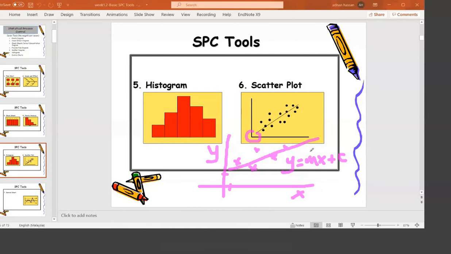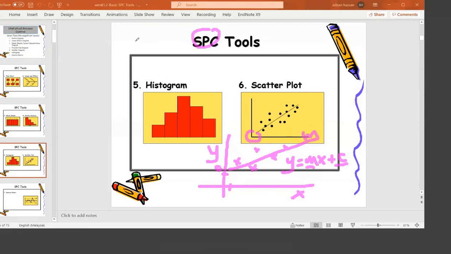Also, the visual can be misleading based on the scaling that you use. So m will be the slope, and c will be the crossing point. Where do we use this in quality? We call it a quality tool, SPC2. We use this to find relationships.